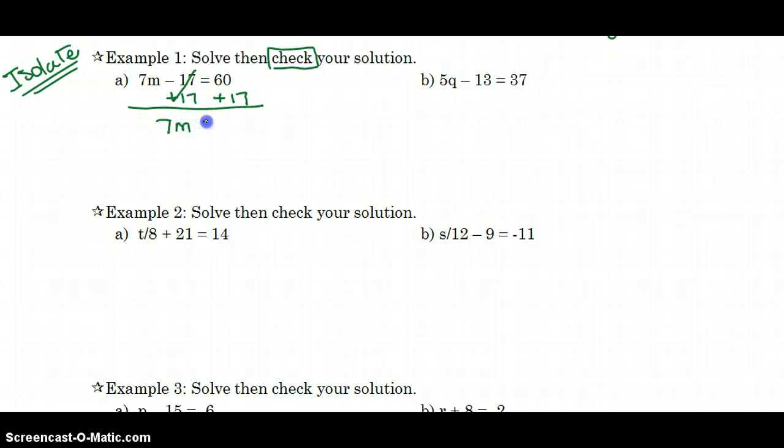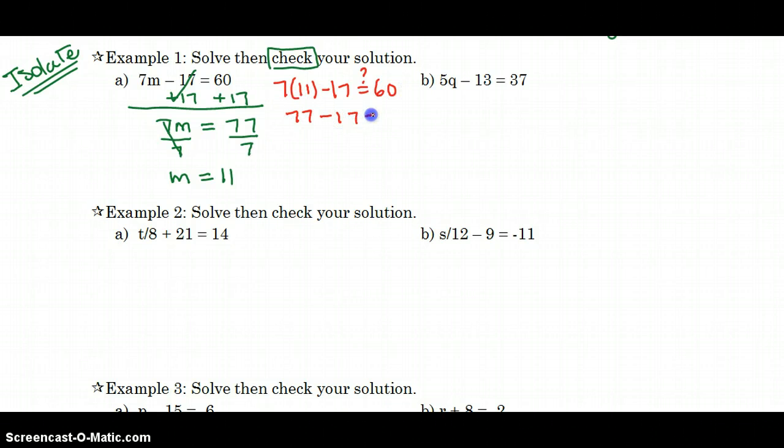So now I have 7M equals, and I have to add 17 to both sides, and that'll give me 77. Now I can take care of undoing multiplication by dividing by 7, and M equals 11. I think so. Let's check it. So 7 times 11 minus 17, does that equal 60? So 77 minus 17, that should equal 60, and it checks out.